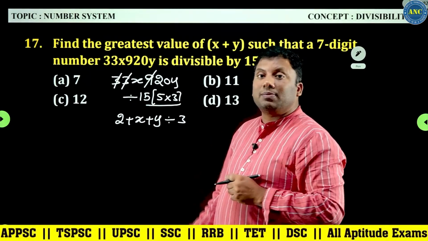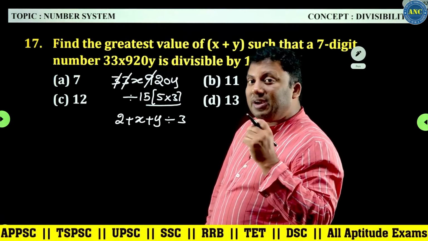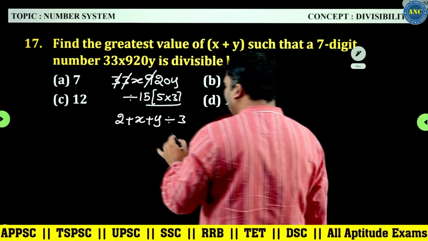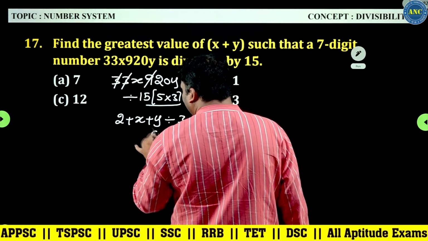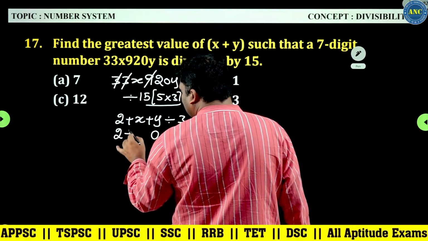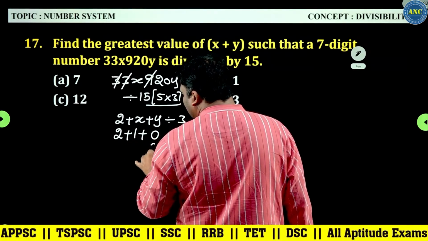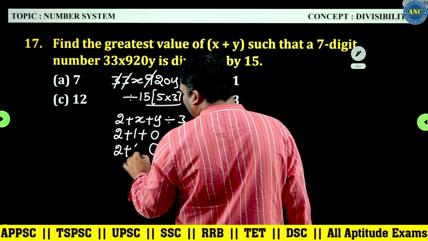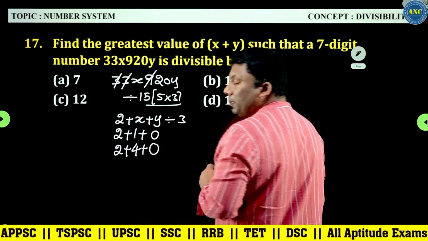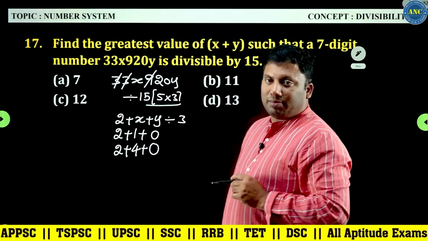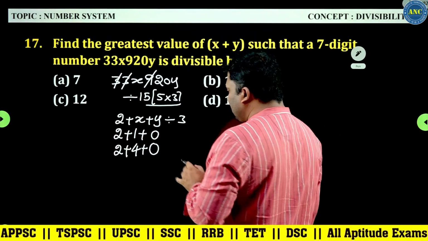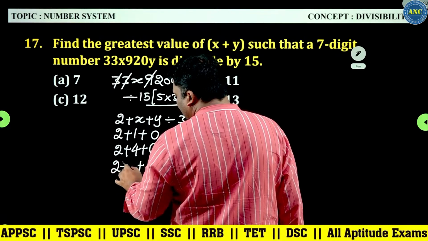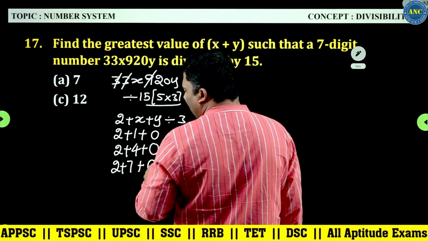Because it is divisible by 5. What is the divisibility rule of 5? Unit digit will be 0 or 5. If I take y as 0, this can be 2 plus 1 plus 0, or 2 plus 4 plus 0. 2 plus 1, 3, divisible by 3. 2 plus 4, 6, divisible by 3. Or this will be 2 plus 7. Are you all with me?